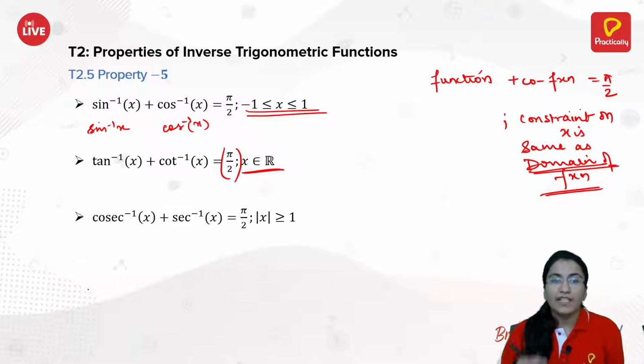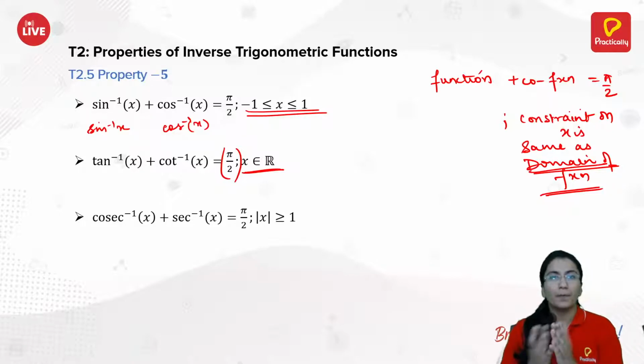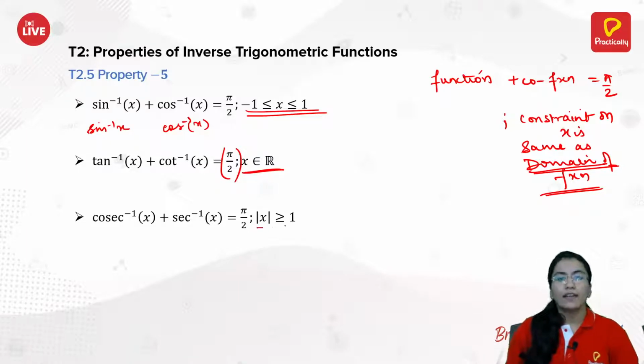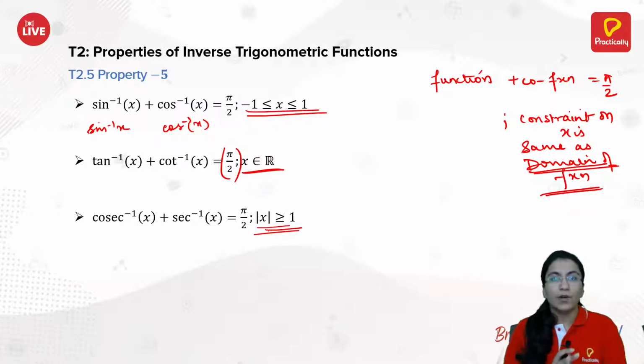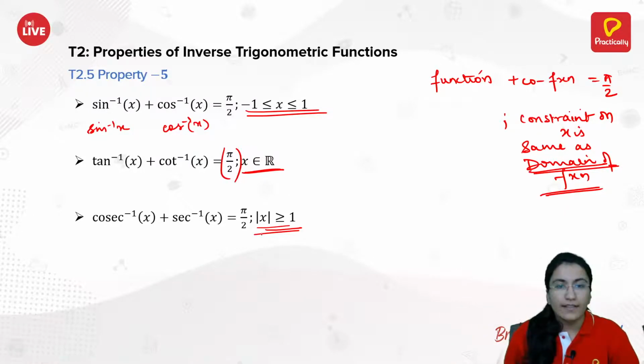Next is cosecant inverse x plus secant inverse x. The cofunction of secant is the cosecant function, right? So these two add up to give you pi by 2. Again here the value of x ranges from minus infinity to -1 and then 1 to infinity, so you have this same as the domain of the function.